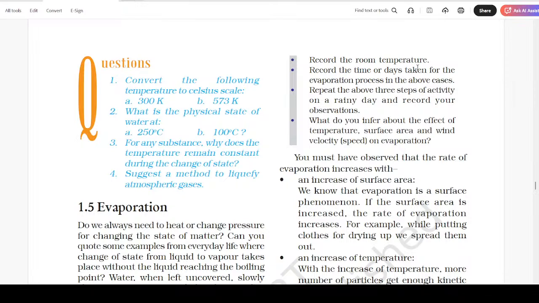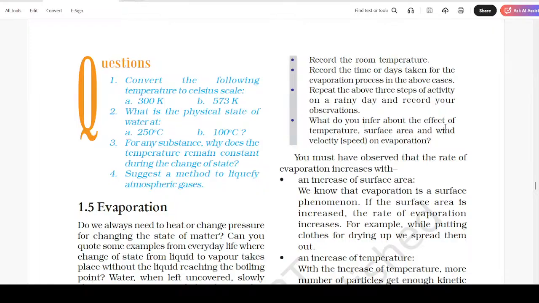Record the room temperature, and record the time or day taken for the evaporation process in the above cases. Repeat the above three steps of the activity on a rainy day and record your observation. What do you infer about the effect of temperature, surface area, and wind velocity on evaporation?